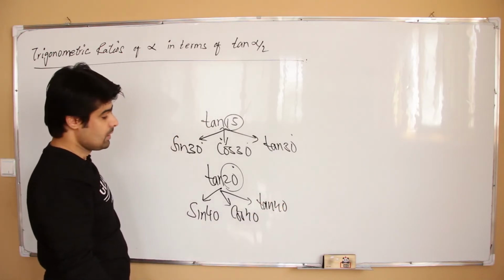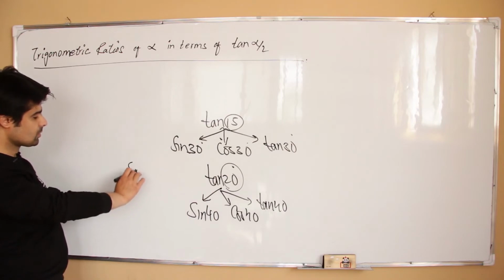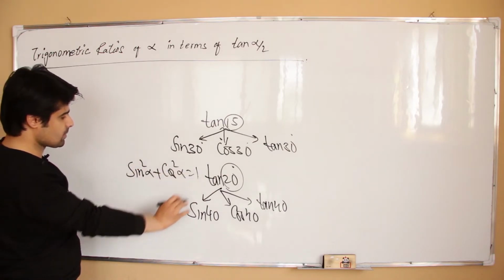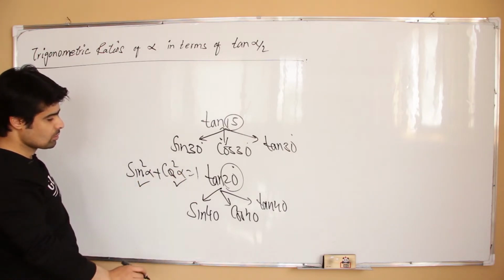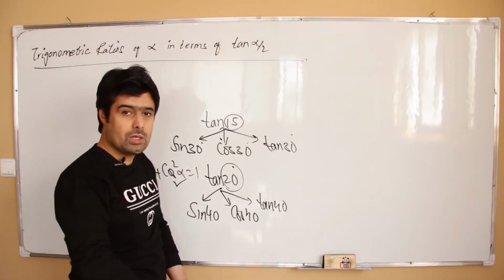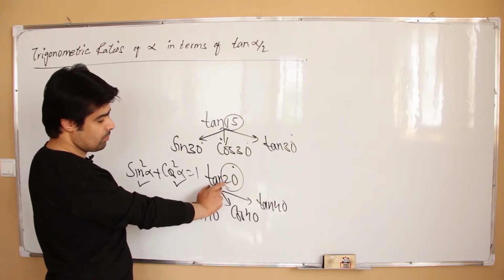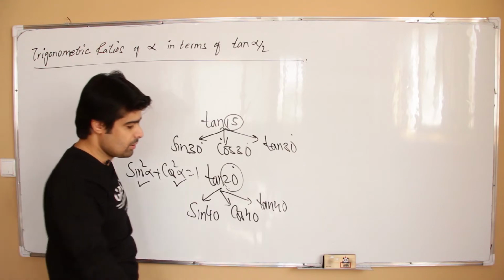Obviously, if sine is given, just use this formula: sine square of alpha plus cosine square of alpha is equal to 1. If sine of 20 is given, you will find cosine of 20 and divide sine by cosine. You will find tangent of 20, and with the help of this one, you can define the 40 degree also. I think you have got it.